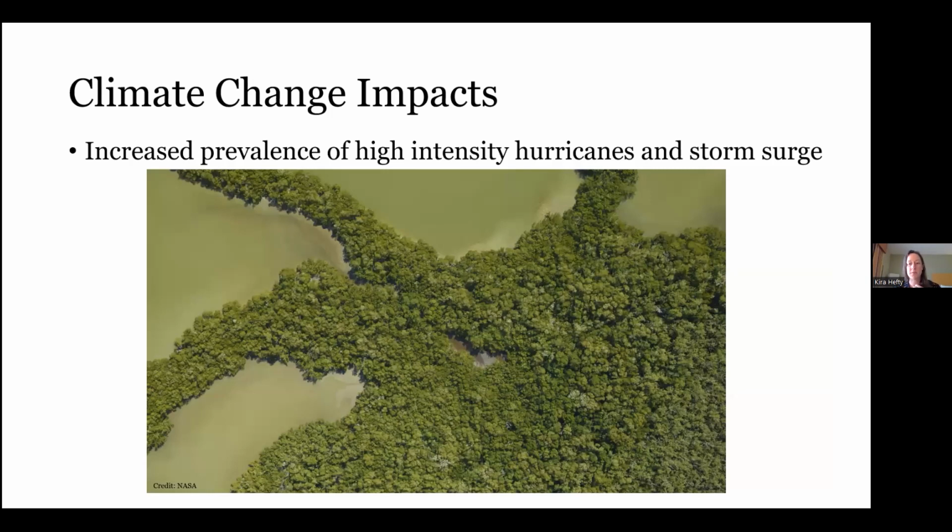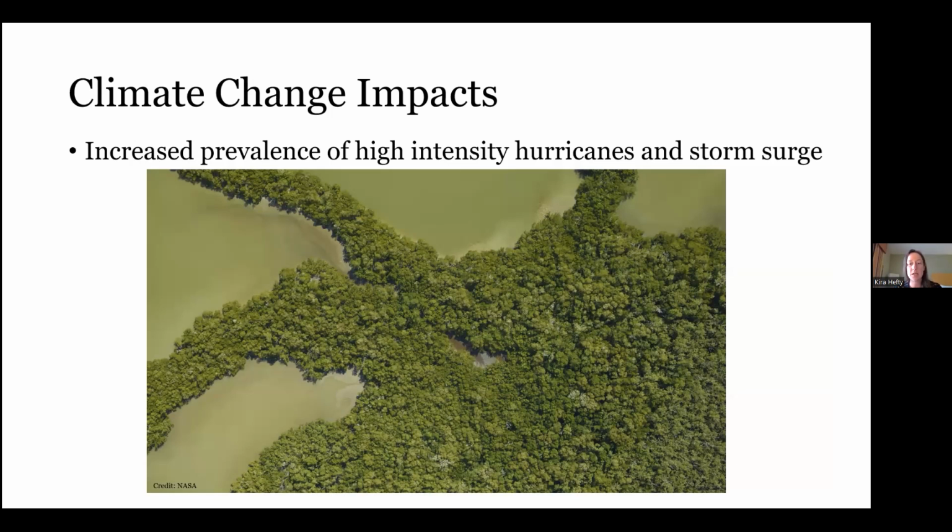Also, another concern for these tree islands is the increased prevalence of high intensity tropical storms and hurricanes and associated effects with those storms, such as storm surge. And so we're coupling that with sea level rise, and think that the storm surge is going to advance farther and farther inland with these storms.